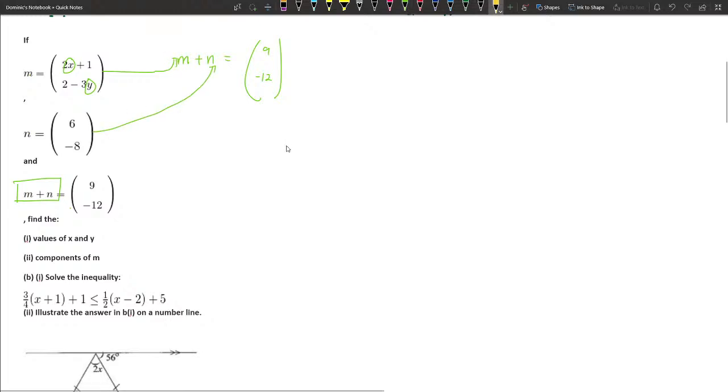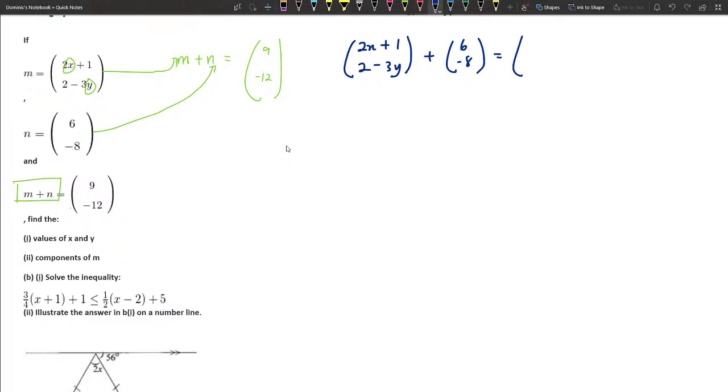So let me do that quickly. Let me change the color of my marker and then do that. So doing that becomes this vector plus the other vector, 6, negative 8, equal to 9, negative 12. Now they are saying I should find the value of x and the value of y. One thing about vectors is that everything on top represents x, and everything down here represents y. So quickly separate it.